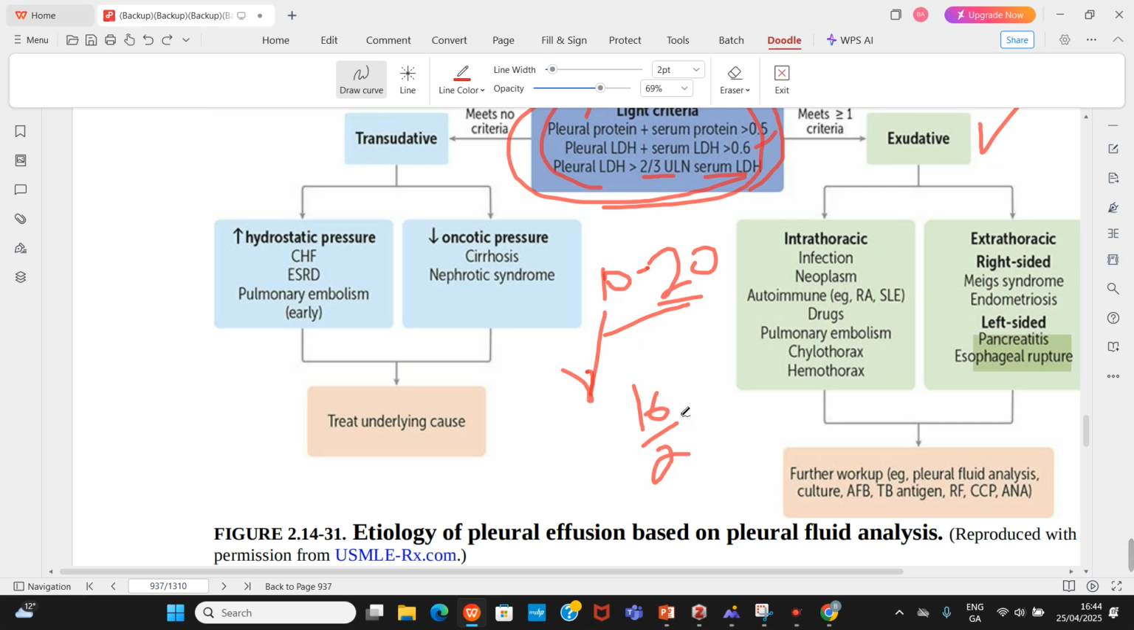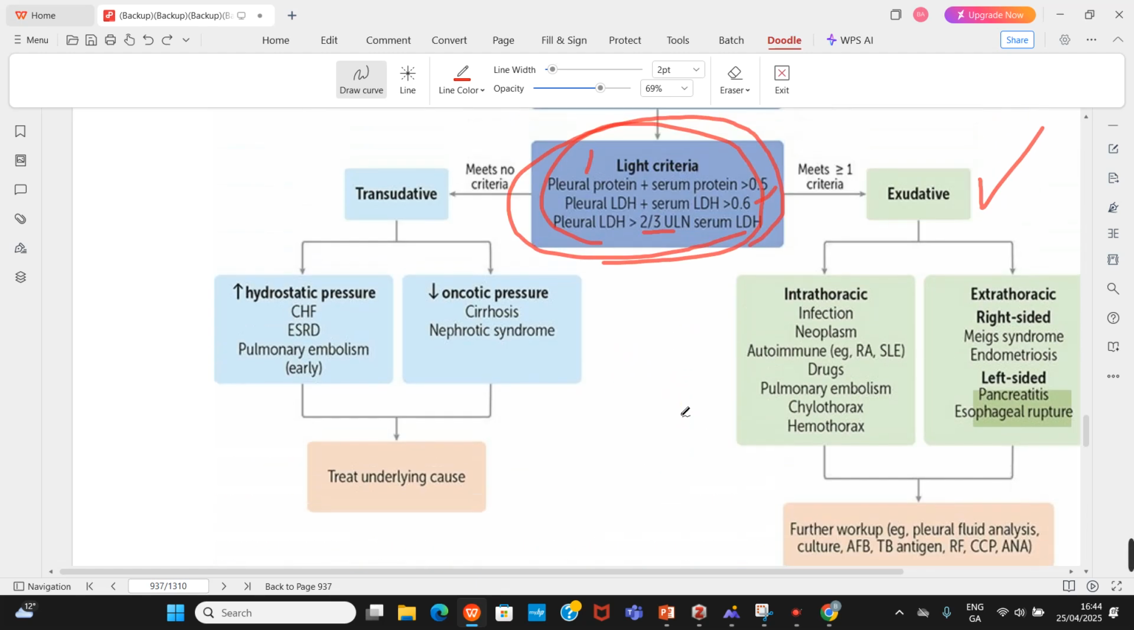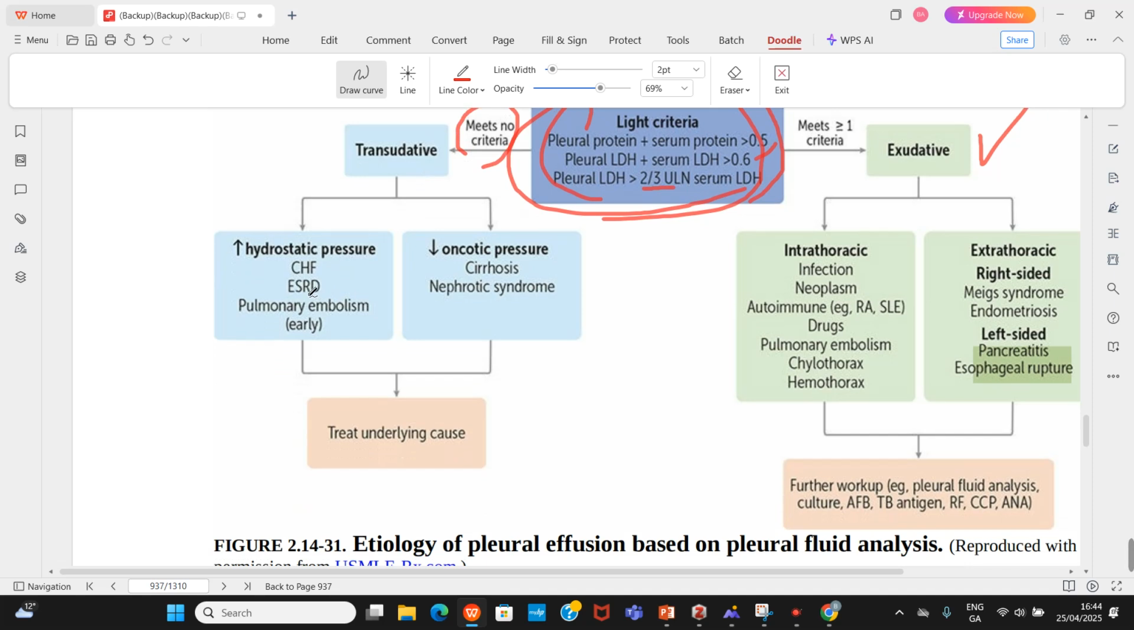So once any one of that has been fulfilled, you can say that this person is having exudative effusion. If none of the criteria is met, that is transudative effusion. Now you can categorize transudative into the one with increased hydrostatic pressure, like commonly heart failure, CKD because of the edema that they have, and early pulmonary embolism. Late pulmonary embolism is exudative. Early pulmonary embolism is transudative.